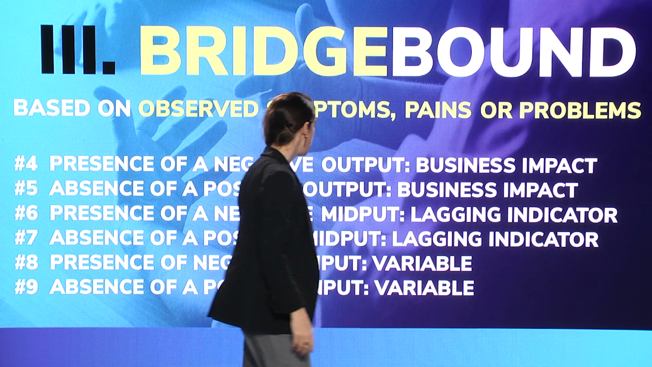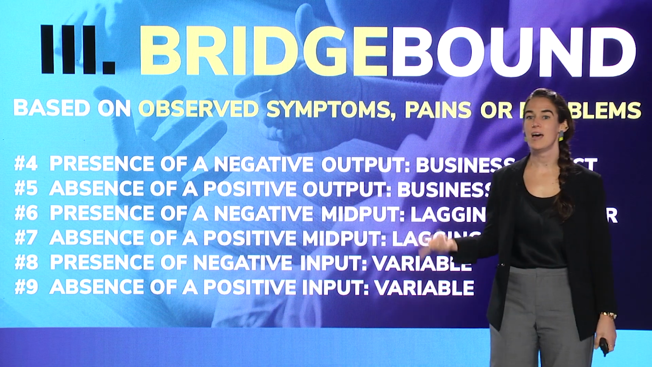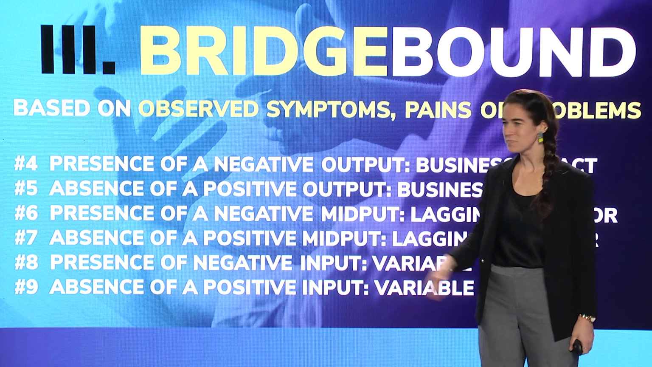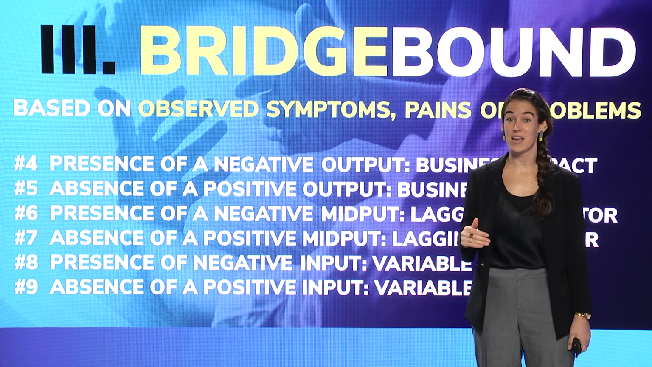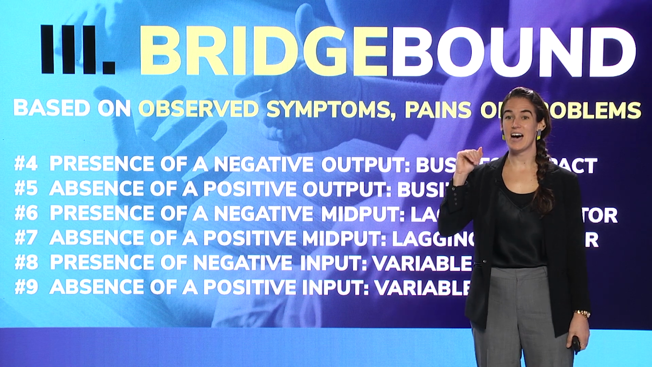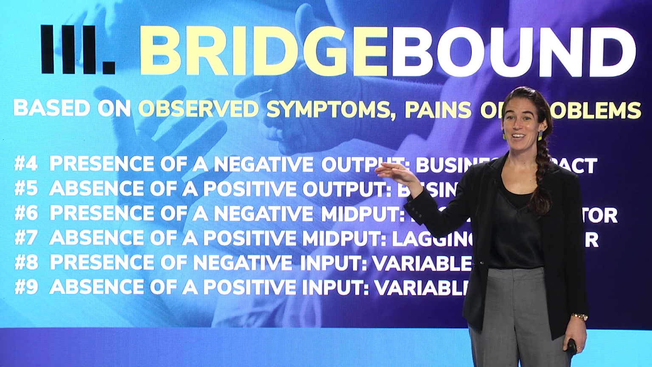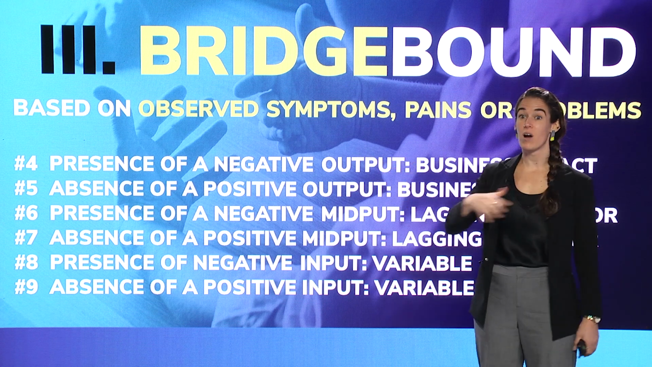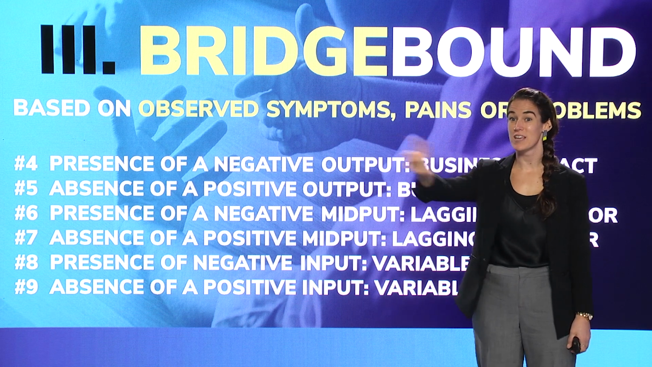And then number 8 and 9 is the same exact framework, except for a negative input and a positive input. So let's go back to the weight loss example. In case scenario number 8, there's a presence of a negative input. That means that I go over to someone's house and I see a bunch of Oreos everywhere, and that's all I see. So I don't know what they're eating, but I see them eating Oreos all the time, and I see them eating ice cream all the time, or I know that they're taking that to their lunchbox.